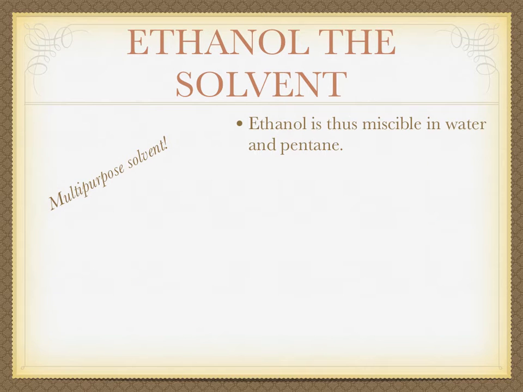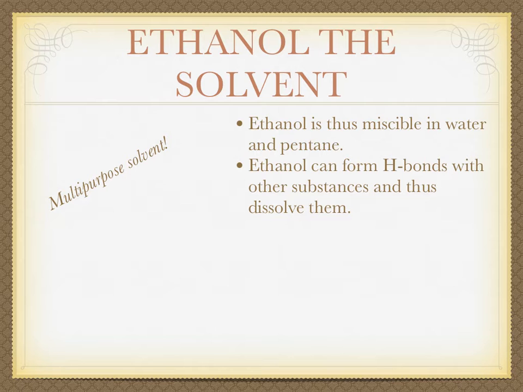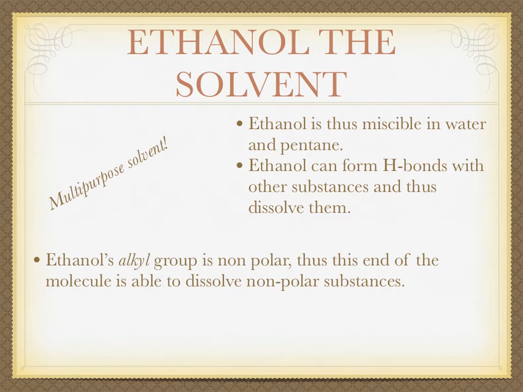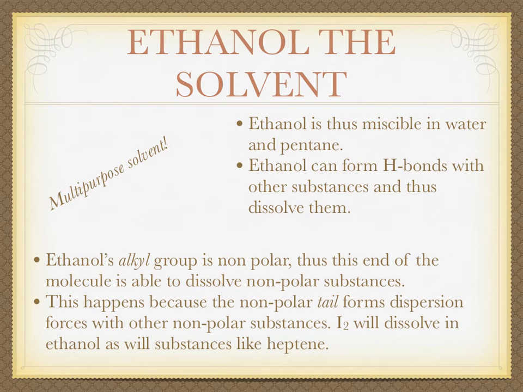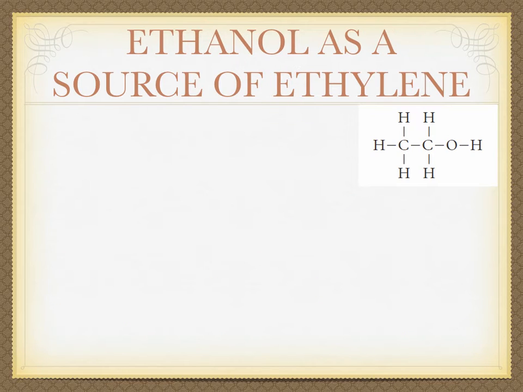So it's a multi-purpose solvent. It's miscible in water and pentane. That means it can dissolve in, mix throughout, a solution that is polar, water, and one that is non-polar, like pentane. It can form hydrogen bonds with other substances and therefore dissolve them. And its alkyl group, being non-polar, is able to dissolve the non-polar substances. This, for example, happens when the non-polar tail forms dispersion forces with non-polar substances, such as molecular iodine. Therefore, ethanol will dissolve in substances like heptene, which is a non-polar hydrocarbon.